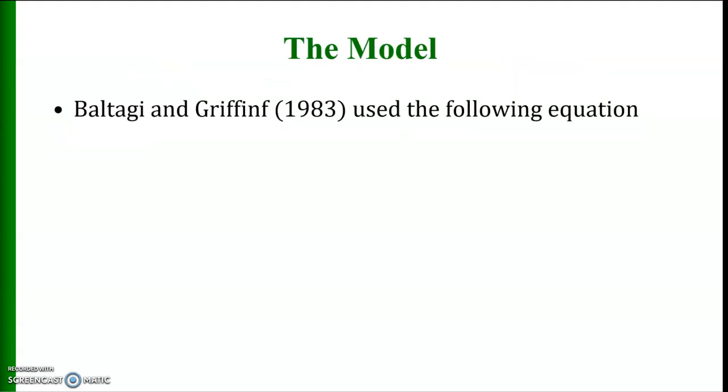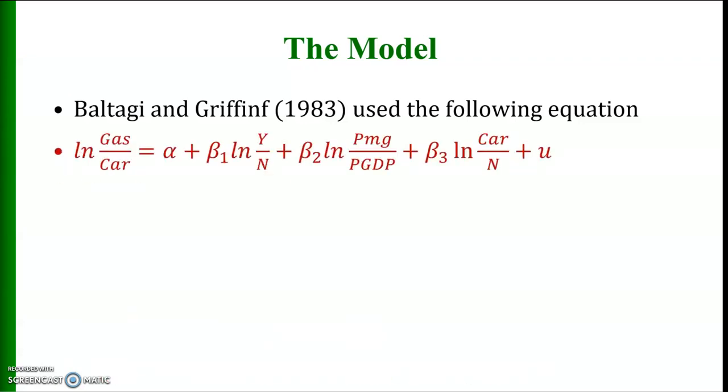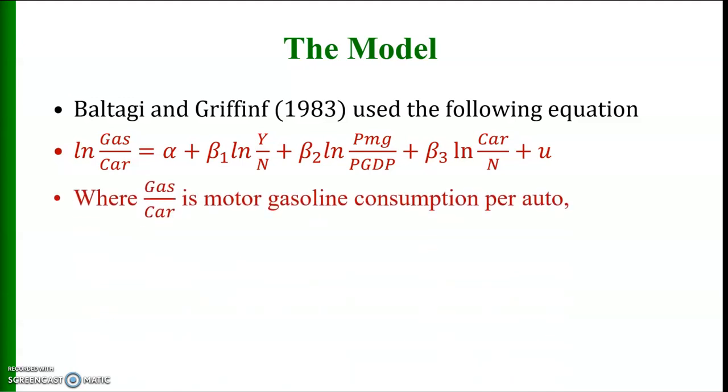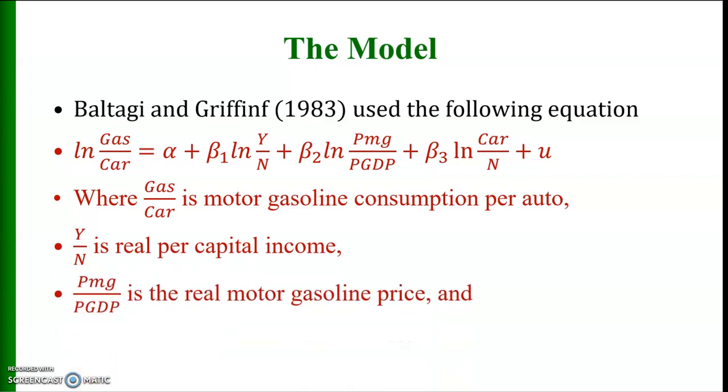I am following the same model which was used by Baltagi and Griffin in their 1983 paper, and this is the functional form of the model. Natural log of gas divided by car is the dependent variable, and natural log of Y divided by N is an independent variable. Another independent variable is the real motor gasoline price, and finally we have stock of cars per capita. So there are three independent variables in this model.